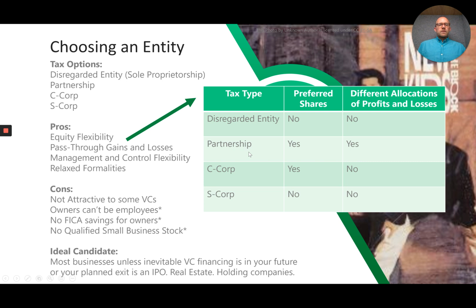Where it's really nice is in the partnership camp, because with an LLC taxed as a partnership, you can have preferred equity, preferred shares, preferred units, whatever you call them. And then you can also have different allocations of profits and losses between the owners, which is a really nice benefit to have. With the C Corp, you also have the preferred shares, but the different allocations of profits and losses gets a little more complicated. And S Corp, there are no preferred shares allowed and no different allocations of profits and losses. And so as you can see here, this partnership for multi-owner, multi-member LLCs is the kind of preferred taxation type, because it grants the broadest flexibility for the entity.